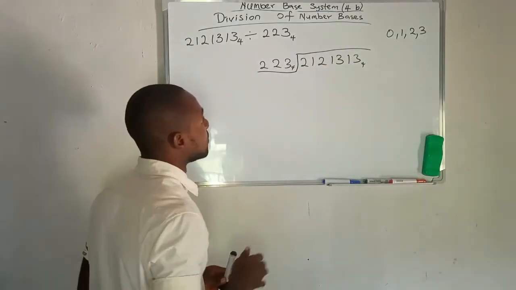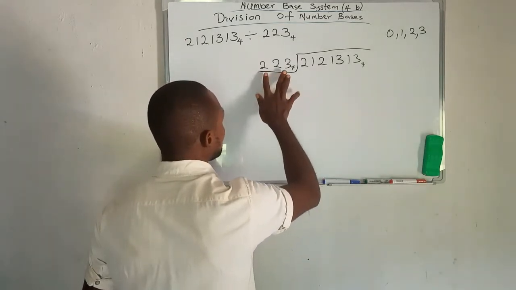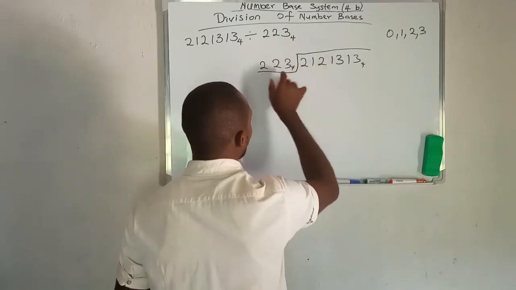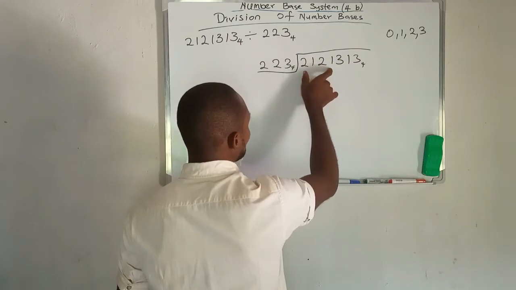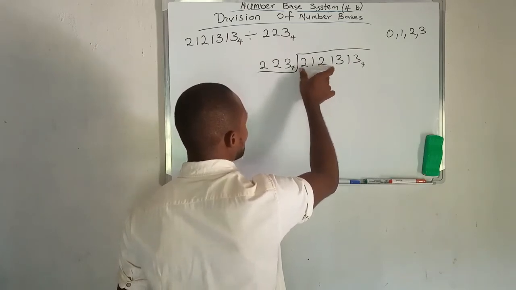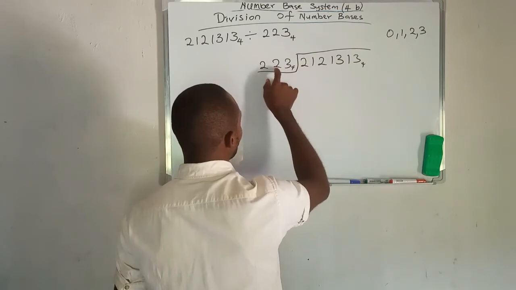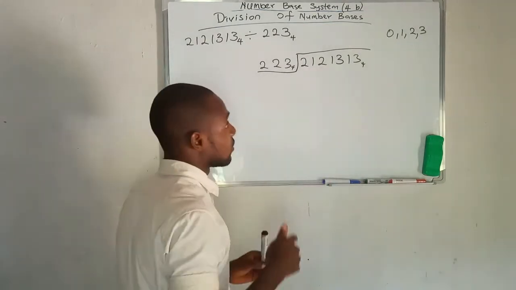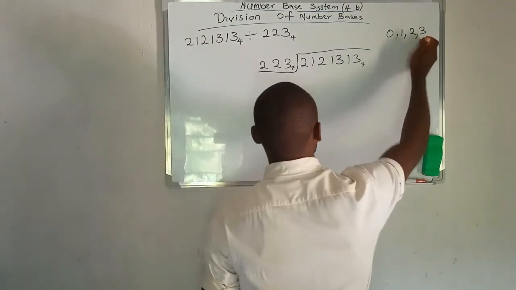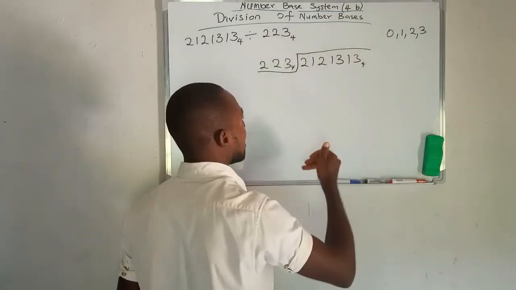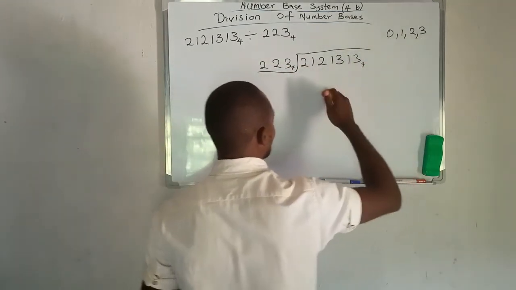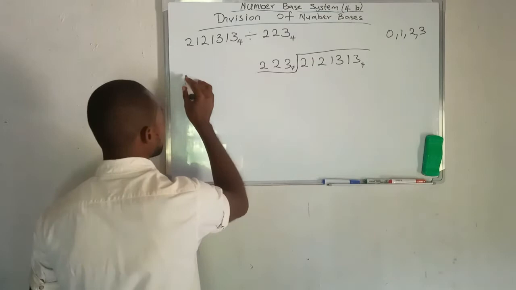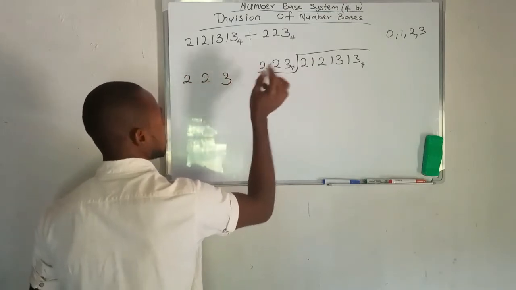So we use 223 to divide this. Dividing this, we have 212 here, and 223 is bigger than this, so we pick another digit here. We have 2121. We are going to use 223 to divide this. So the first thing we are going to do is use all these numbers to multiply this, so that we'll get the list of the multiples of this, and that's what we'll be using to divide. So we have 223 here times 2.